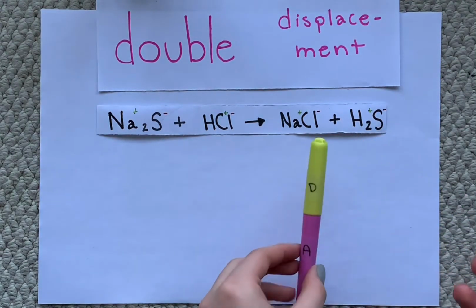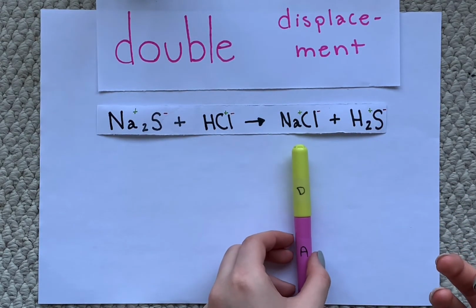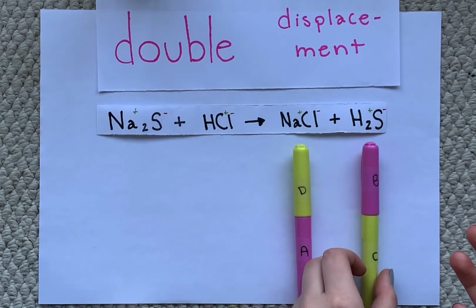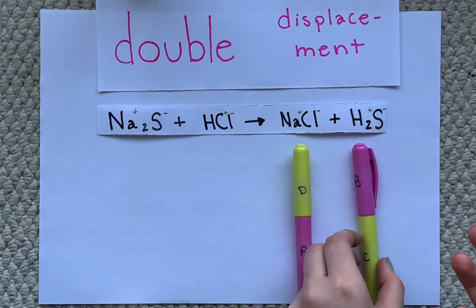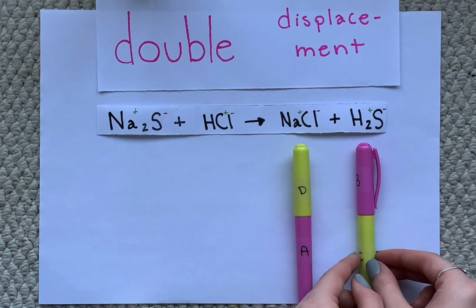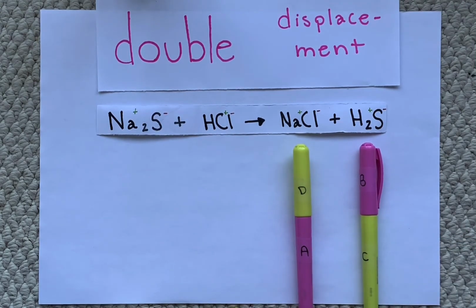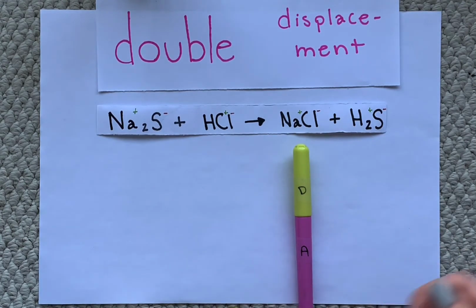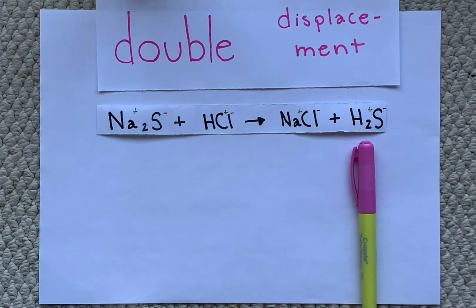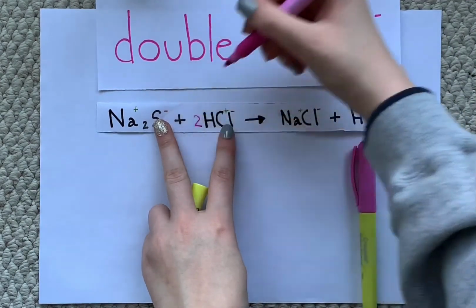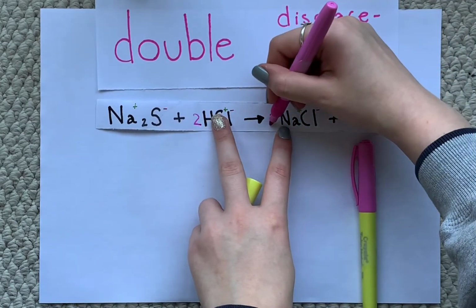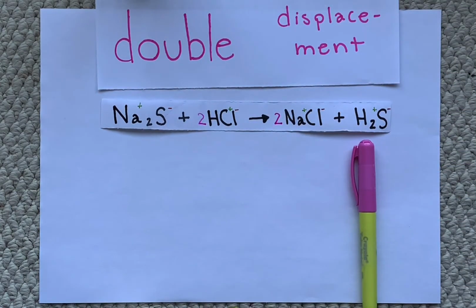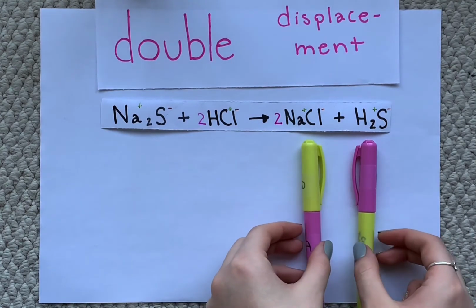And that leaves us with our new compounds, AD and CB, which are representing sodium chloride and hydrogen sulfide over here. And to finish it off, we do have to balance our equation. I don't have another pen, so I'll use this pink one. We're just gonna add a 2 there and a 2 there, and boom, we're done. Our total yield is finished.